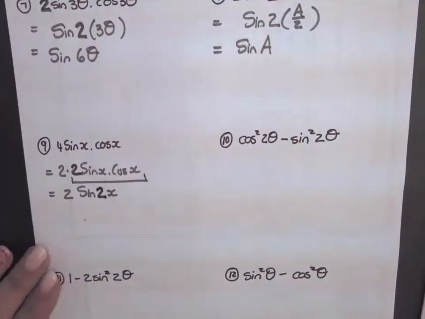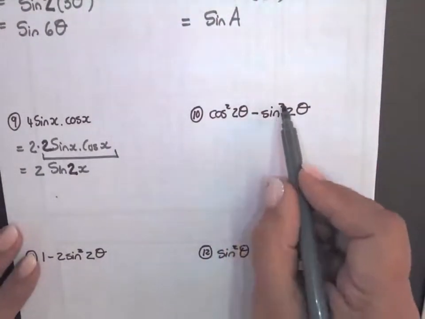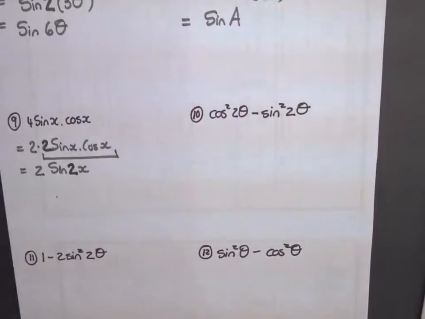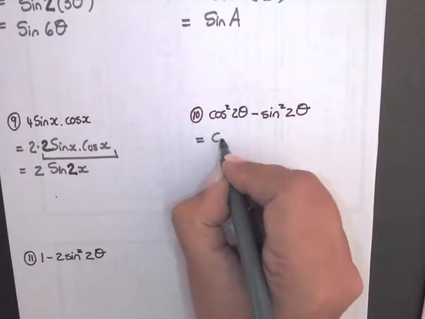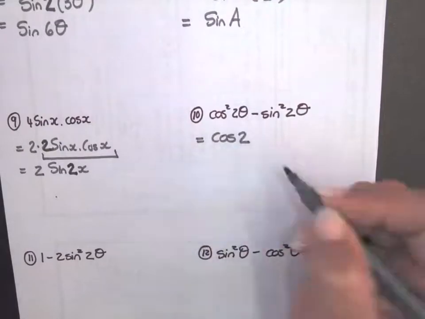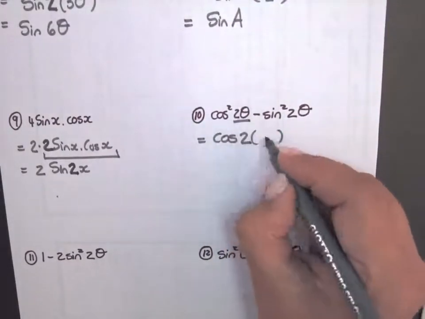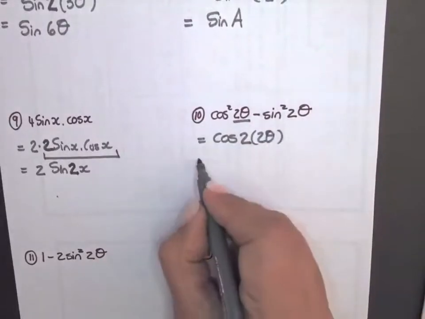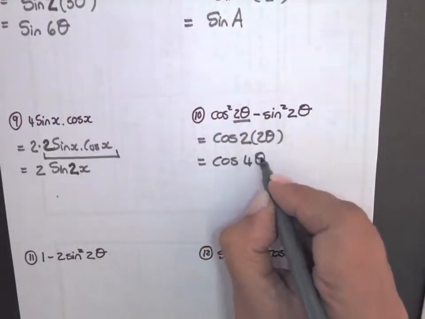The next one, cos squared minus sine squared will be cos, the reverse of cos. So it's cos 2 of what angle? 2 theta. And now you get cos 4 theta.